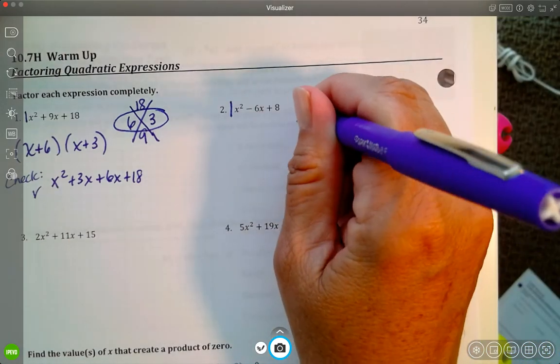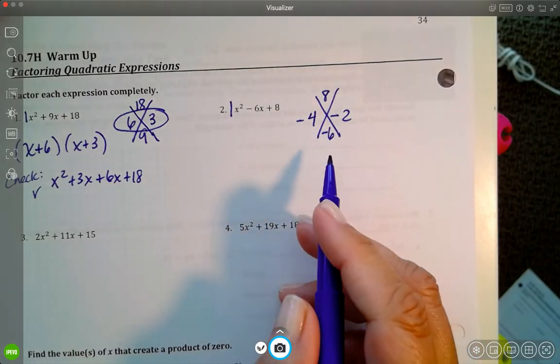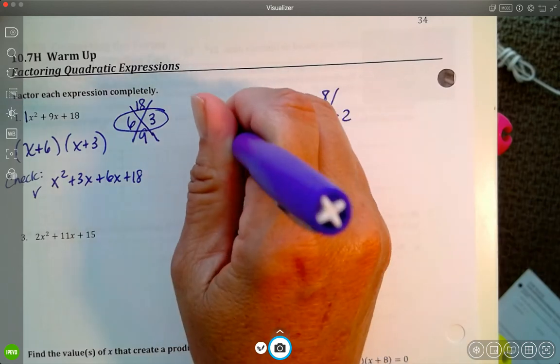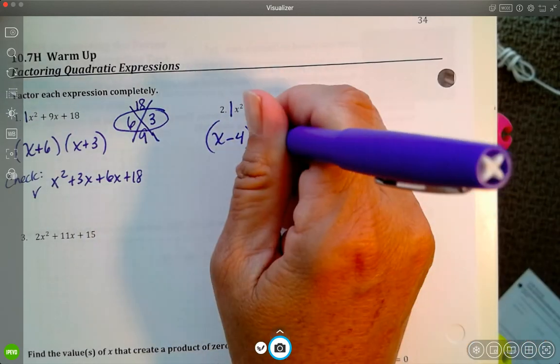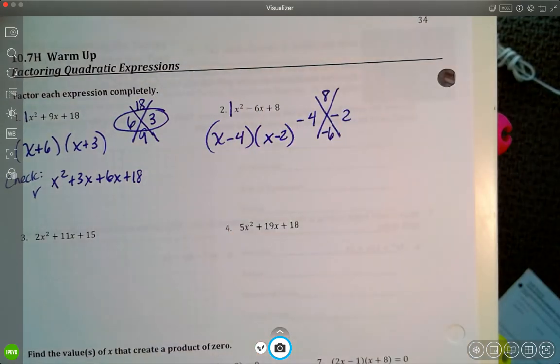And it really doesn't matter which order you put these in. It could be negative 2, negative 4. And since A is 1, I don't have to do any more steps. I already know that the factored form is x minus 4 times x minus 2, and then I'm done. And you could check it if you weren't sure.